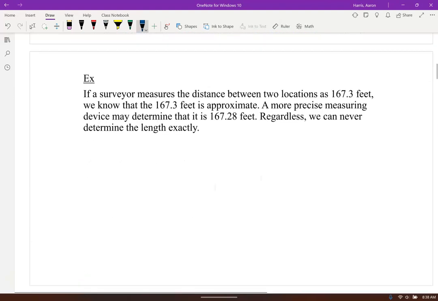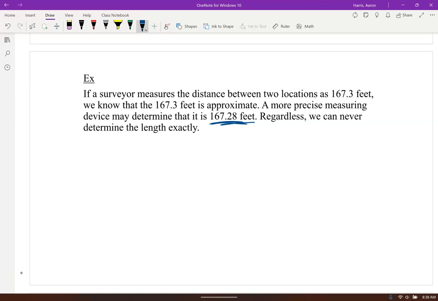Let's look at an example. If a surveyor measures the distance between two locations as 167.3, the 167.3 is approximate. A more precise measure may determine that it's 167.2 feet. It may determine that it is 167.28 feet, and that may still be approximate. In other words, we're getting a little closer to the actual length. Now we're to the hundredths, but regardless, we don't have a perfect tool to determine the length exactly.